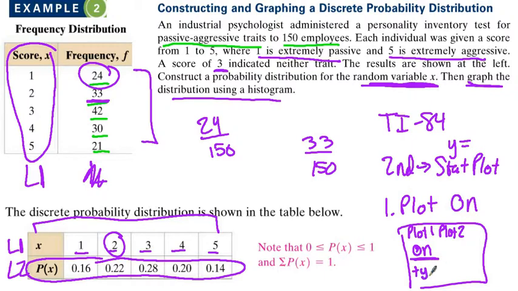Then there's probably going to be something here that says type. At least on mine, it's on the far right side. It looks like a histogram right here. So you want to put your arrow on that one and press enter. Then below that it's going to ask you about the X list.